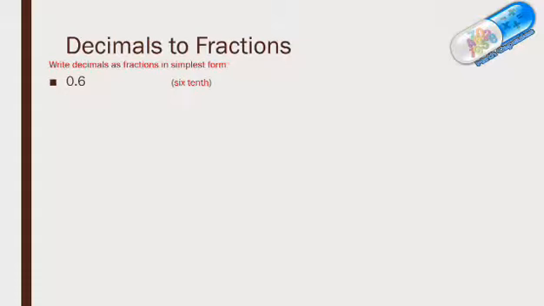The first example is 0.6 and it is read as 6/10 because 6 is in the tenths place value. So how do I write it as a fraction? I write it as 6/10. After this, we have to simplify it if it is not in the simplest form.